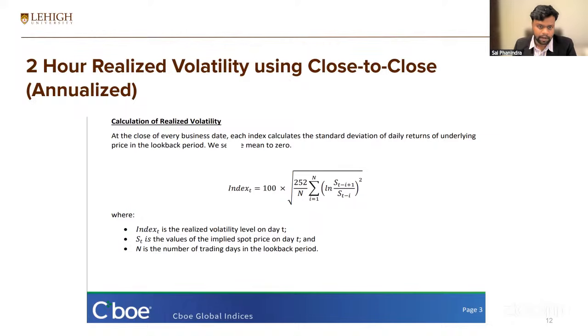Okay, let me explain. Under the first root, we have the square of the log returns multiplied by the annualized factor, which is based on the 2-hour time frame. That is 365 days into 24 hours into 60 minutes, divided by 120 minutes, which is our 2-hour time frame. So this gives us the close-to-close 2-hour realized volatility numbers. Next slide, please.